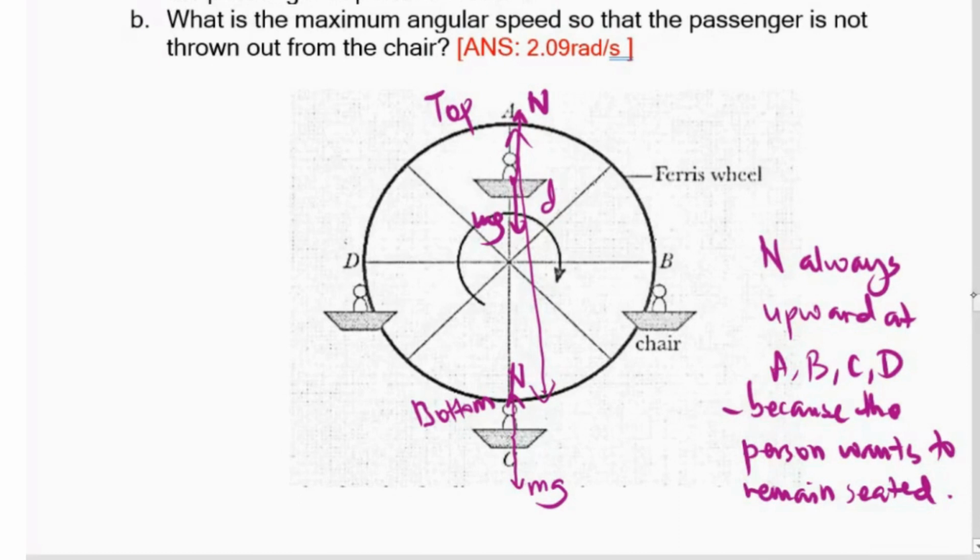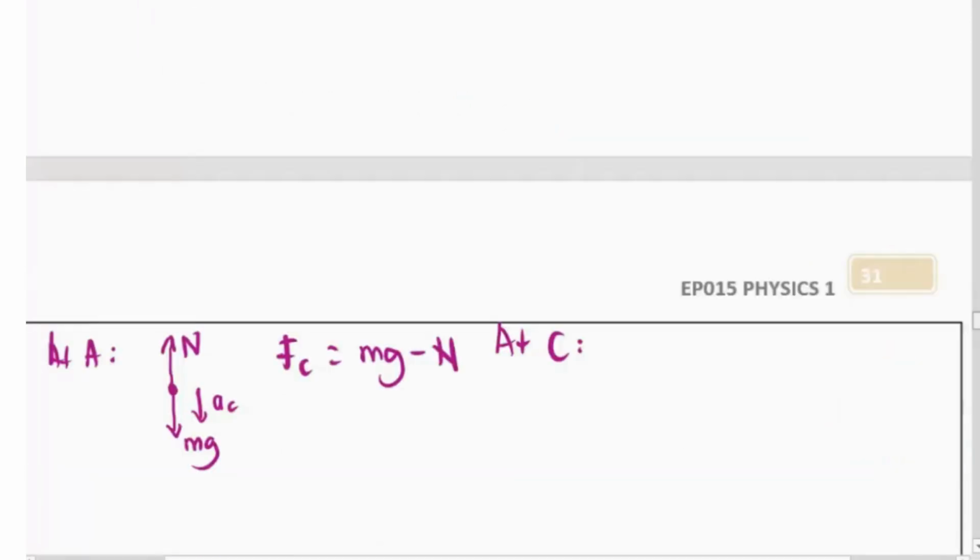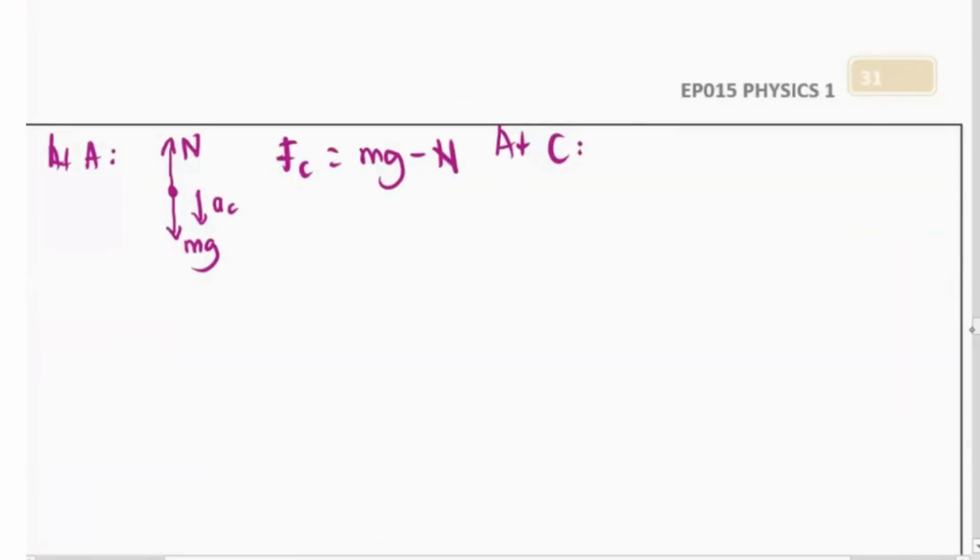Okay, next. We can draw the free body diagram. At C, normal is upward and weight is downward, and now AC is upward. So we can write the formula FC as N minus mg. It differs from the top, mg minus N. At the bottom, N minus mg.